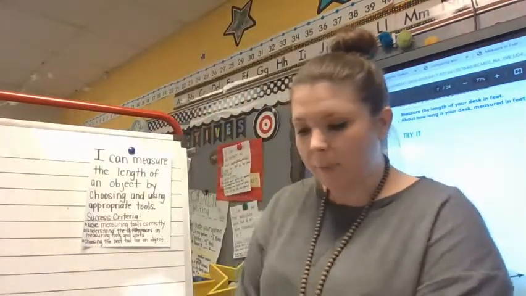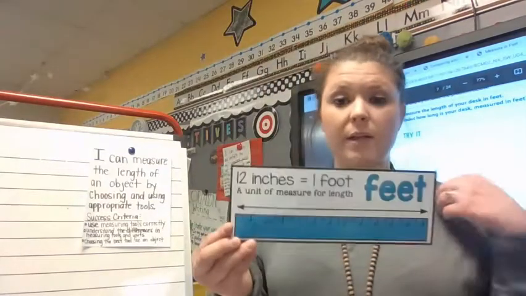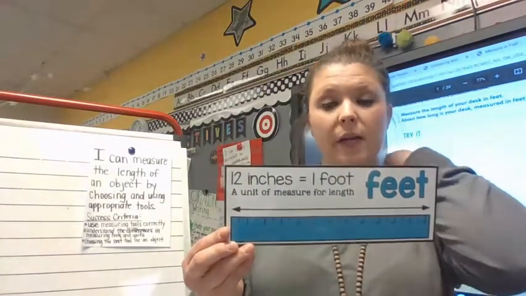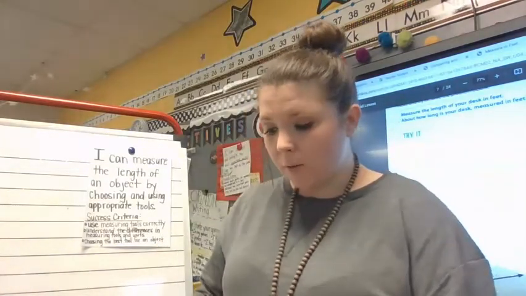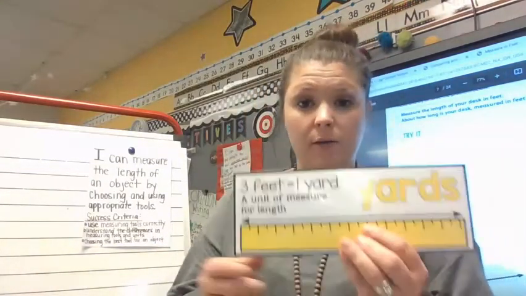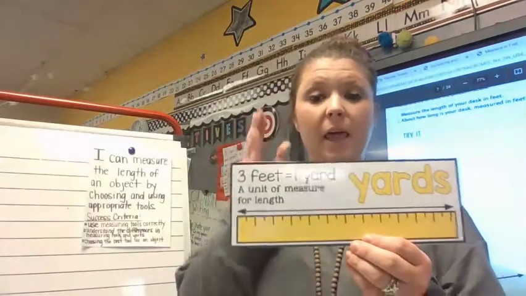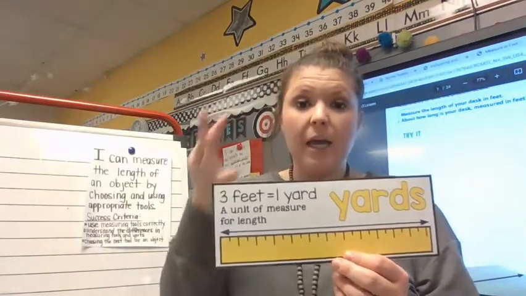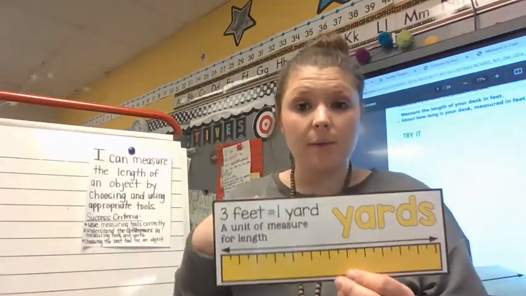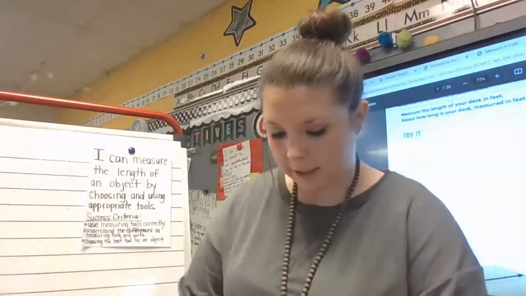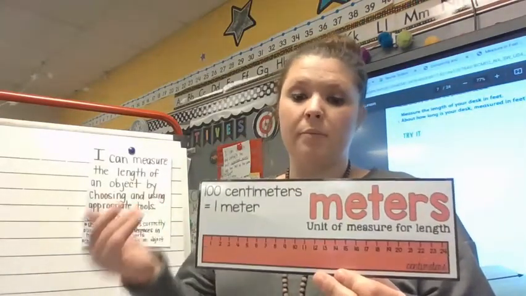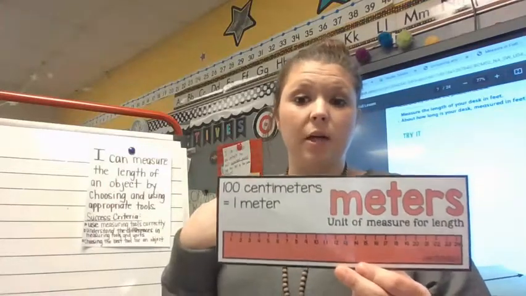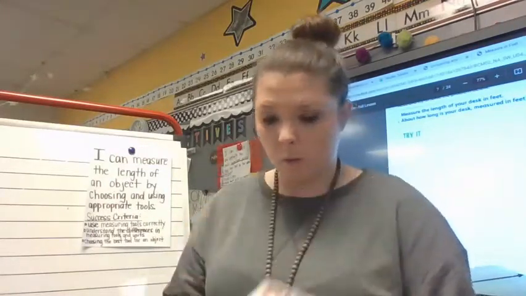Yesterday, we looked at a couple of other types of units. We looked at feet, right? There are 12 inches in 1 foot. We also looked at yards, where 3 feet equals 1 yard, and it's also a unit of measurement of length. Okay, and then we have meters, where 100 centimeters equals 1 meter. A meter is also a measurement used for length.